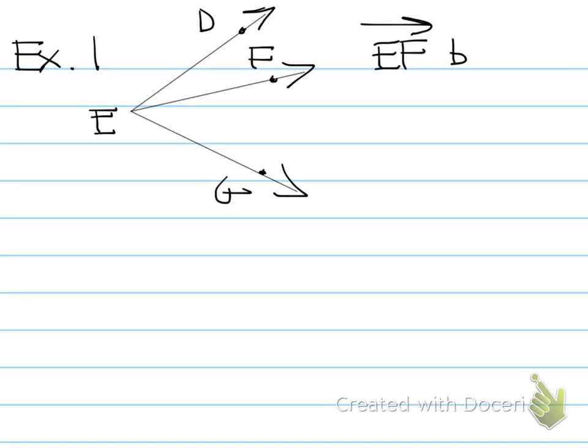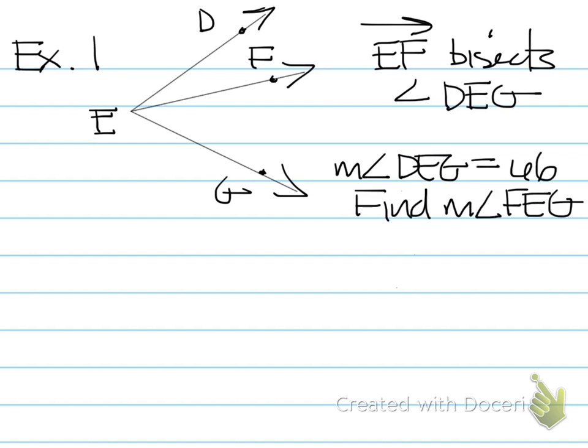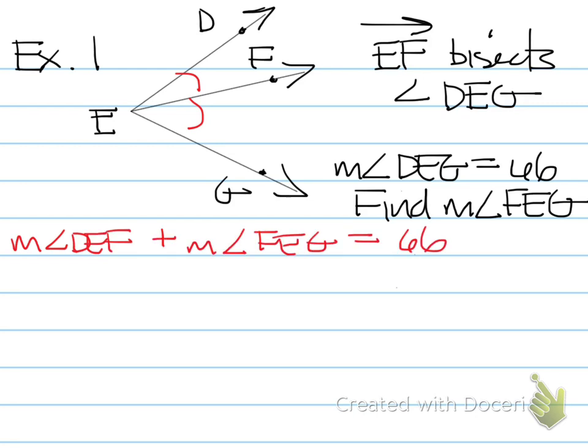So in this example, we're told that ray EF bisects angle DEG. Since ray EF bisects that angle, we can determine that those two angles are congruent. And then I can use the angle addition postulate to add those two congruent angles and set them equal to the angle that's formed by those two angles. So measure of angle DEF plus the measure of angle FEG equals the measure of the angle that those two form, which is angle DEG. We're told the measure of angle DEG is 66.